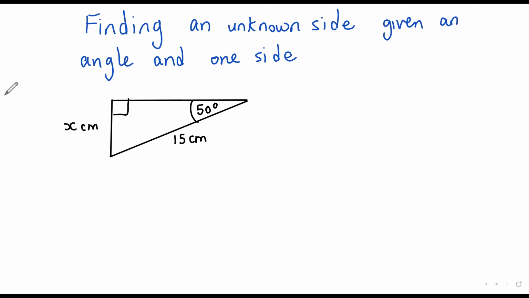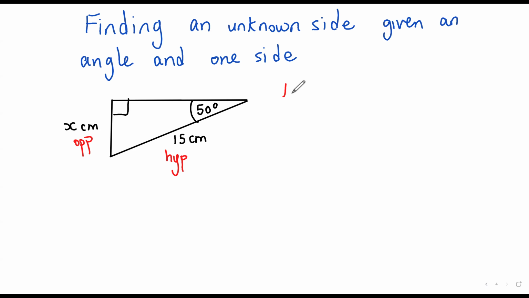First thing first, let us label the side that we have. This side of 15 centimeters is what side of the triangle? The hypotenuse. That's right. And the side marked X, what side is that? The opposite side. That's right. So which ratio uses the opposite and the hypotenuse? Sine. That's right, sine. So we're going to use that.